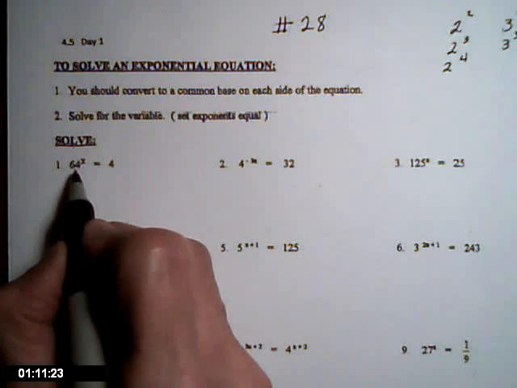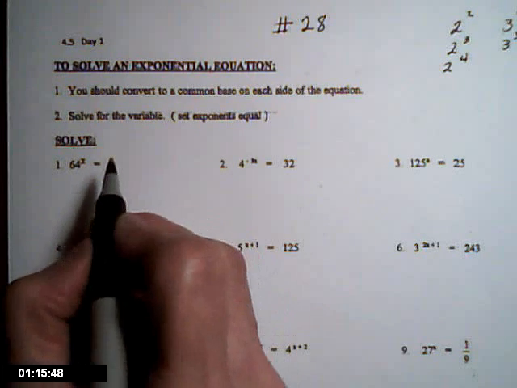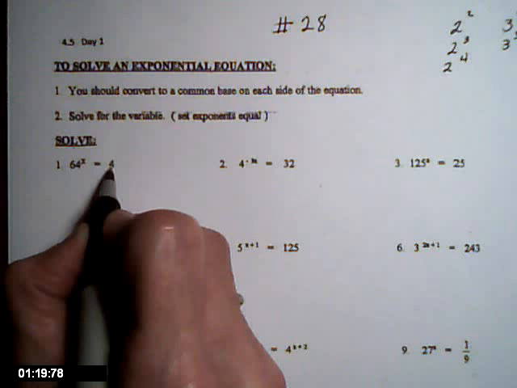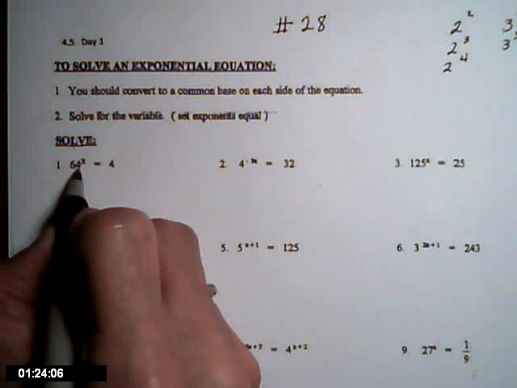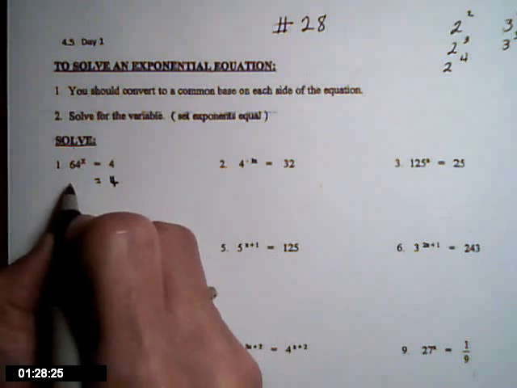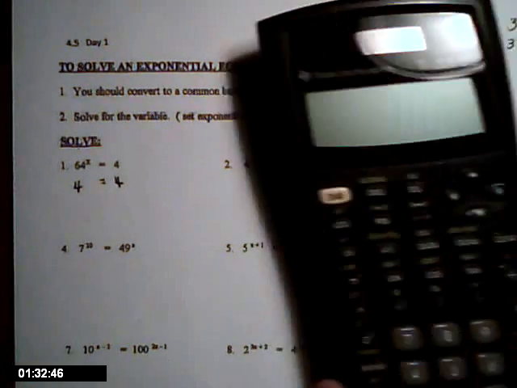We have 64 to the x equals 4. Now, here's what you're going to do. To get a common base, you're always going to go to the smaller one or one smaller. In other words, the 64 will not be my new base. I'm going to try to make the 4 my new base. Can you raise 4 to a power and get 64?